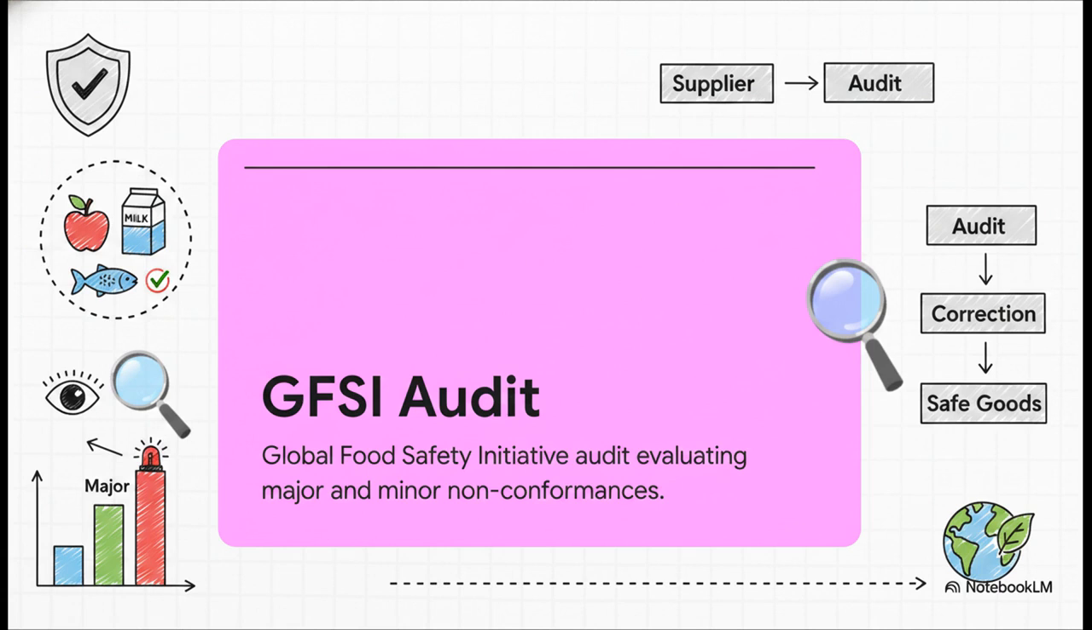Companies have to publicly report their audit nonconformance rates. Basically, how often do auditors find major nonconformances, serious risks that need immediate action, versus minor nonconformances? Catching these red flags before the food ever ships is literally a matter of public health.